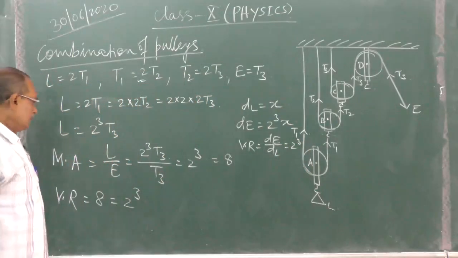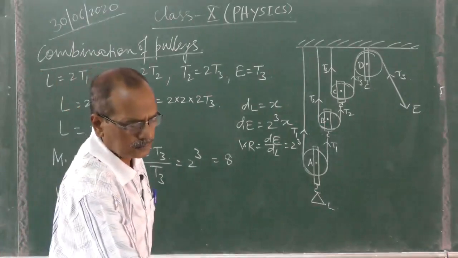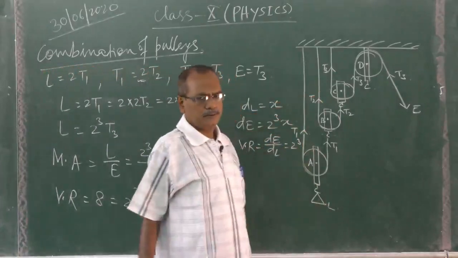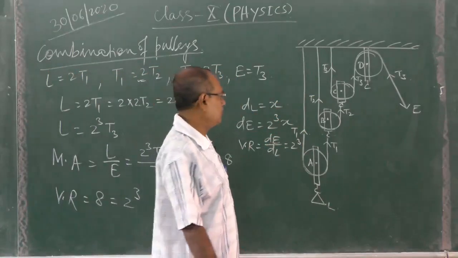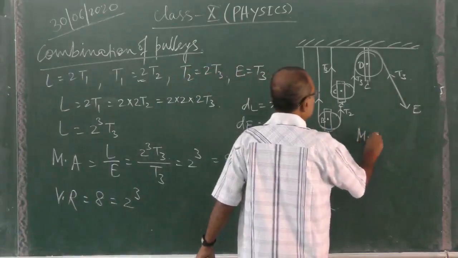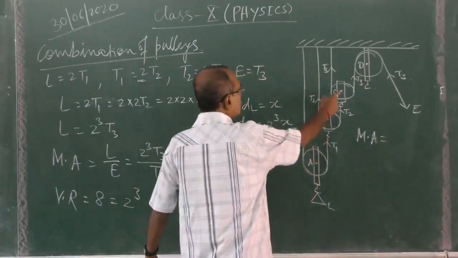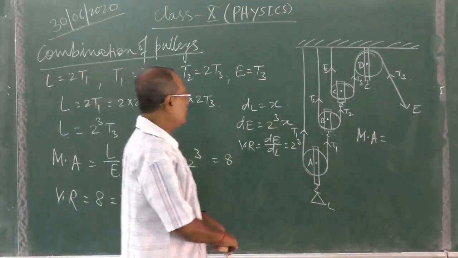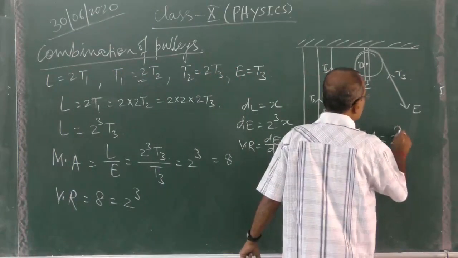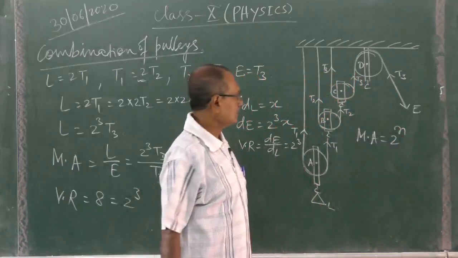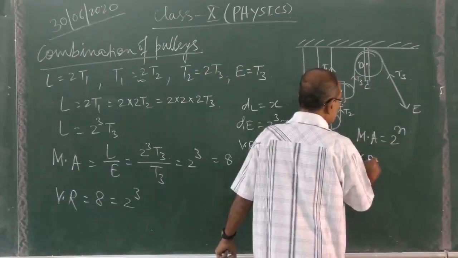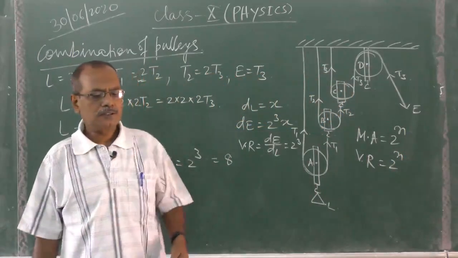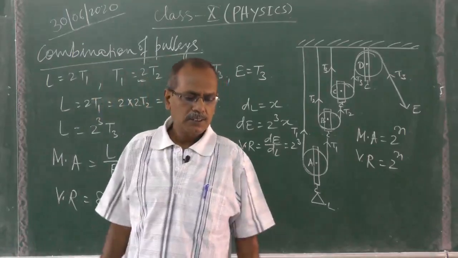Now, the number of movable pulleys is equal to n. For n number of movable pulleys, MA will be equal to, here number of movable pulleys are 3, so 2 to the power 3. Velocity ratio also 2 to the power 3. So then it will be 2 to the power n. And velocity ratio is also 2 to the power n.